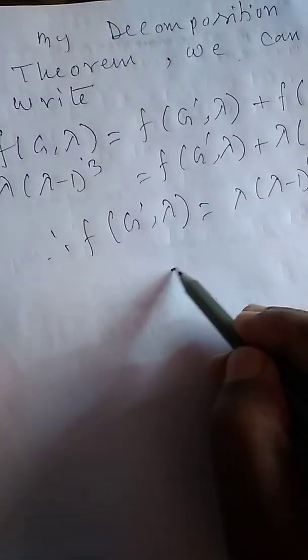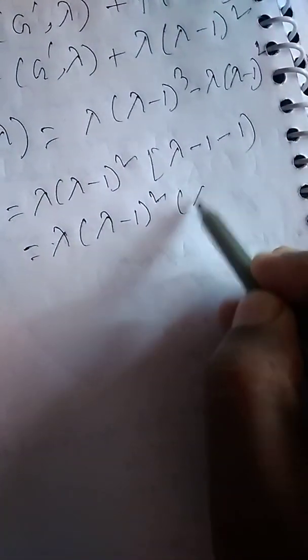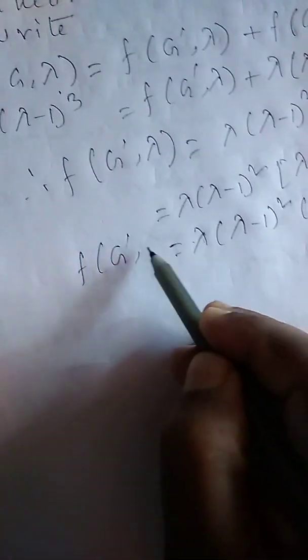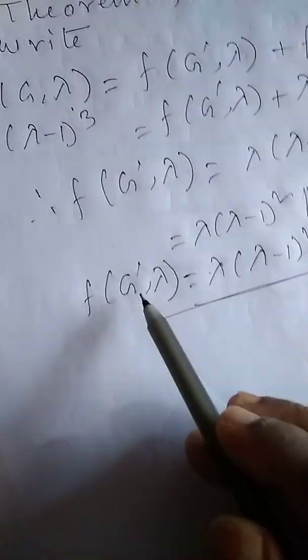So from this, we can take lambda into lambda minus 1 whole square common. So lambda minus 1 minus 1. This can be written as lambda into lambda minus 1 whole square into lambda minus 2. So this is f g dash lambda. This is the chromatic polynomial of the graph g dash.